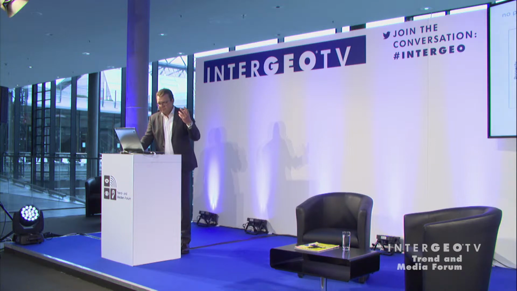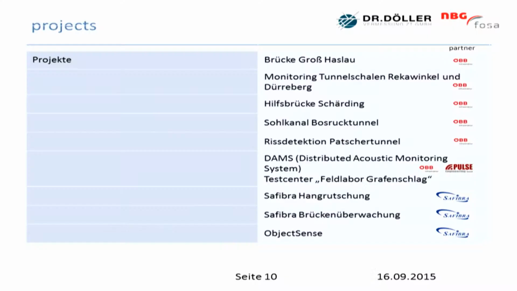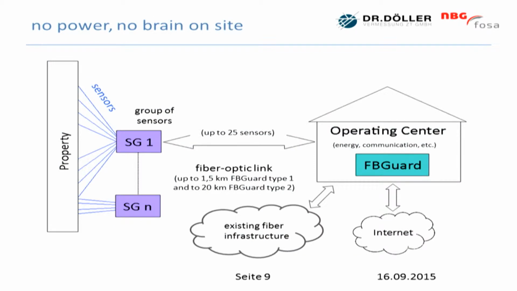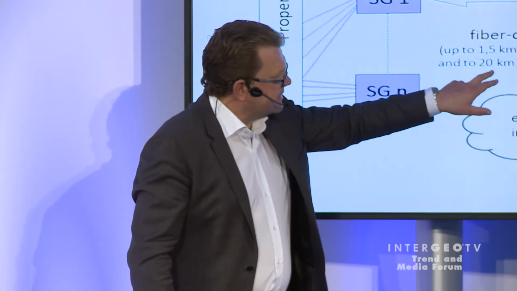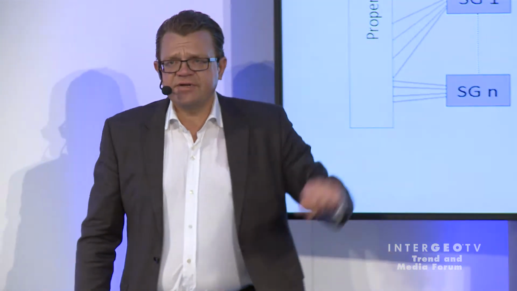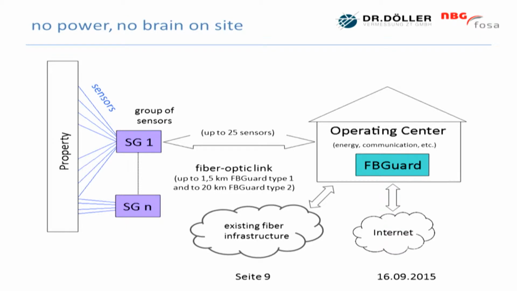To give an overview of the principle, you have this graphic. You have here the objects you want to monitor. You have different groups of sensors, and then you can connect up to 25 sensors with a standard cable up to 20 kilometers to an operating center. This means a measurement unit which needs power, internet, and all the other things is in a housing which can be 20 kilometers away. We use only existing fiber optic links via fiber cable.